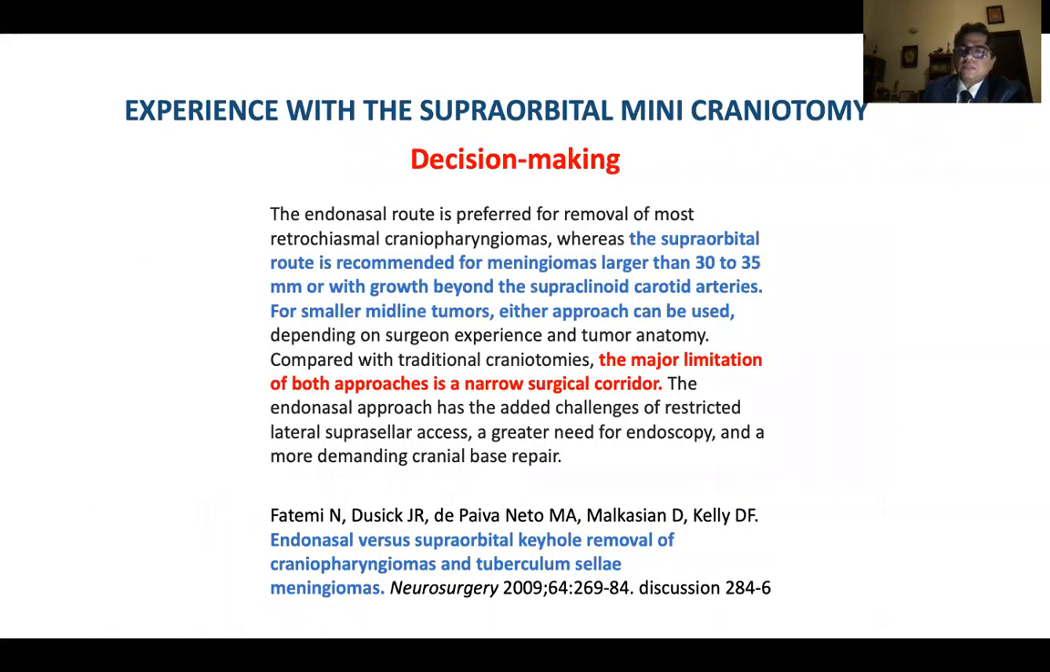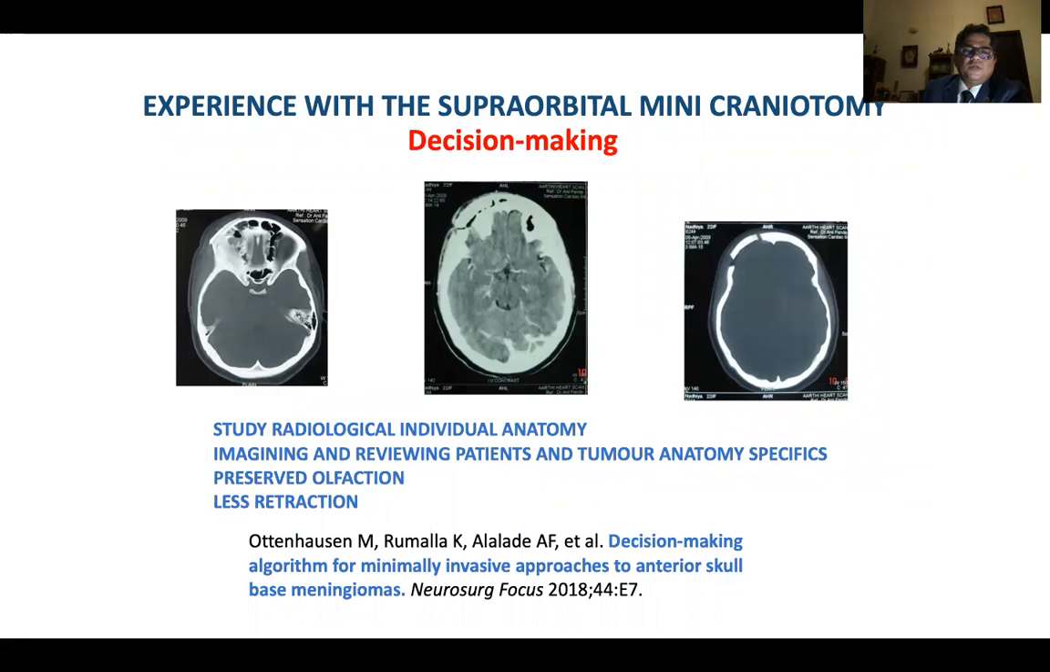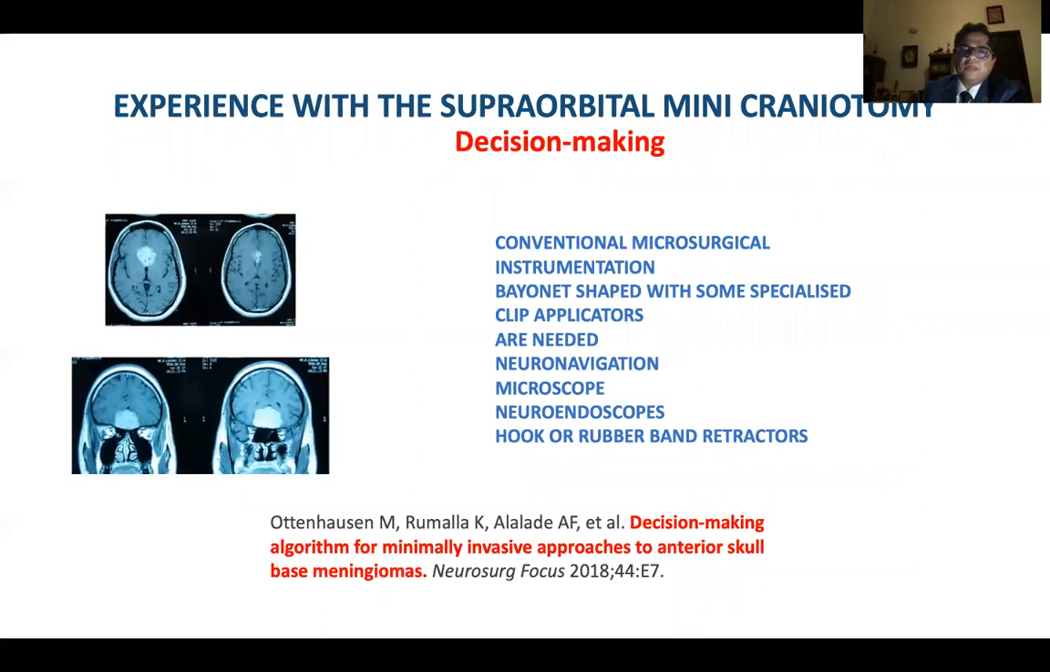Decision making is complex, but we utilize these approaches in specific patients, and the limitation of both approaches is the narrow corridor. We study the radiological individual anatomy, the tumor specifics, whether the olfaction is preserved, and the need for retraction in case of large edema. We use conventional microsurgical instruments, bayonet shaped, though some specialized clip applicators for aneurysm surgery are needed.